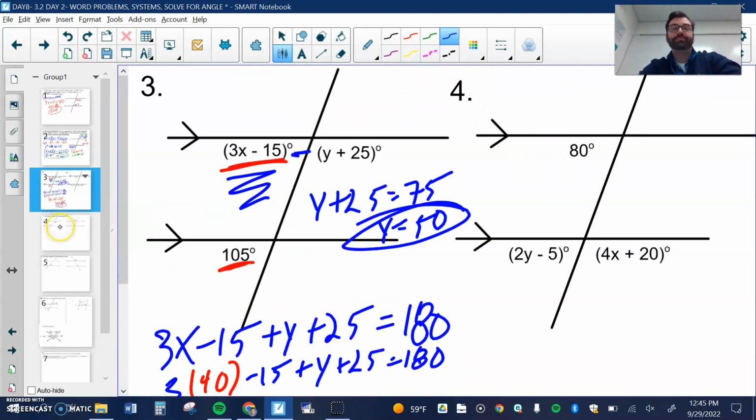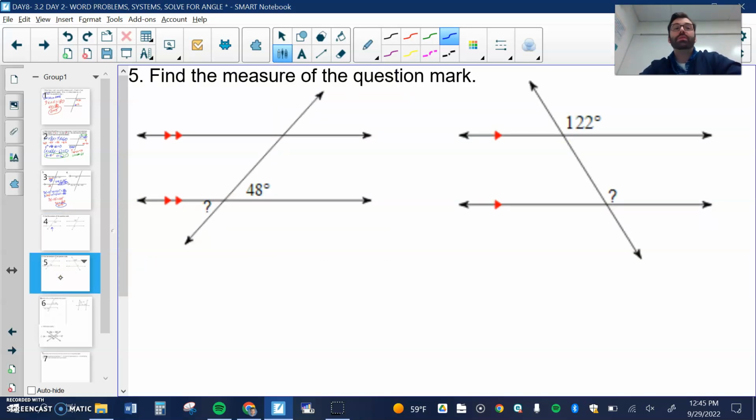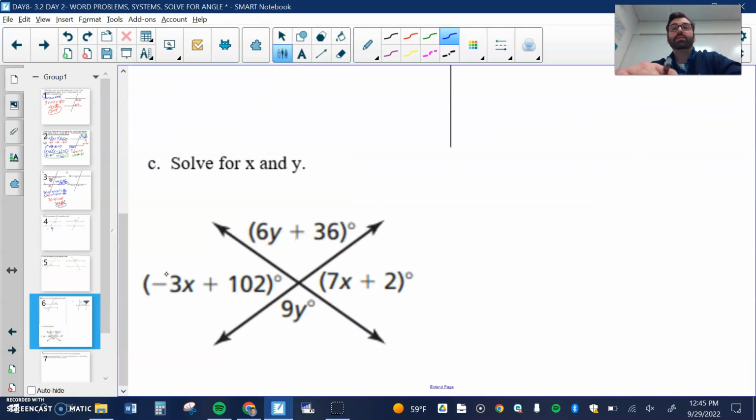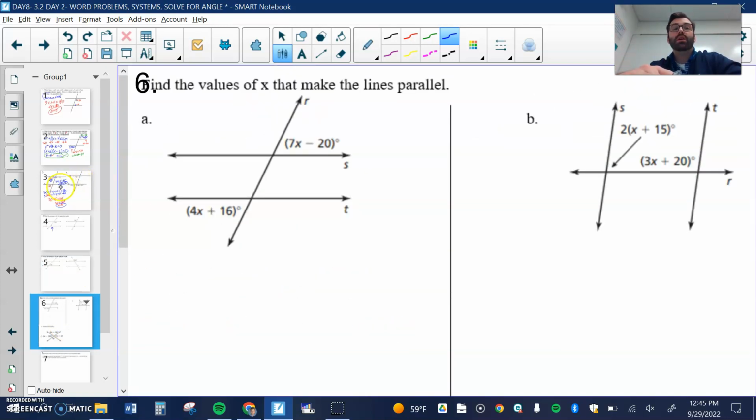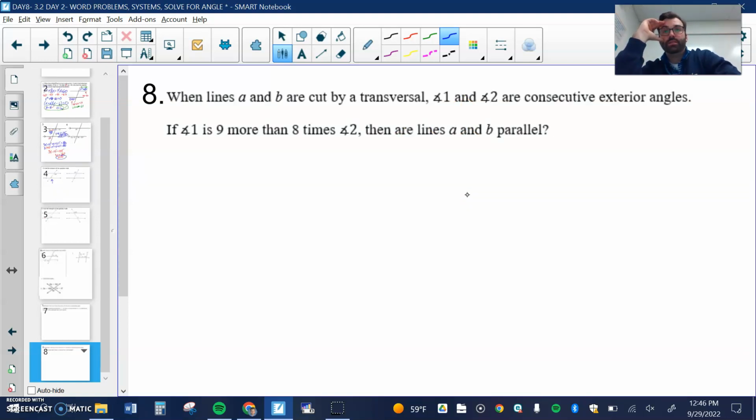I'm going to let you do number 4. This one, number 5, I just want you to tell me the measure of this question mark here. Is it interior, exterior, or neither? And if it's interior or exterior, is it alternate or consecutive? Then use your notes to help you figure out what that is. Number 6 is similar to number 3. You're just solving for x. Think about if it's interior or exterior, and then if it's congruent or supplementary. And then number 7 is a word problem, just like the first one.